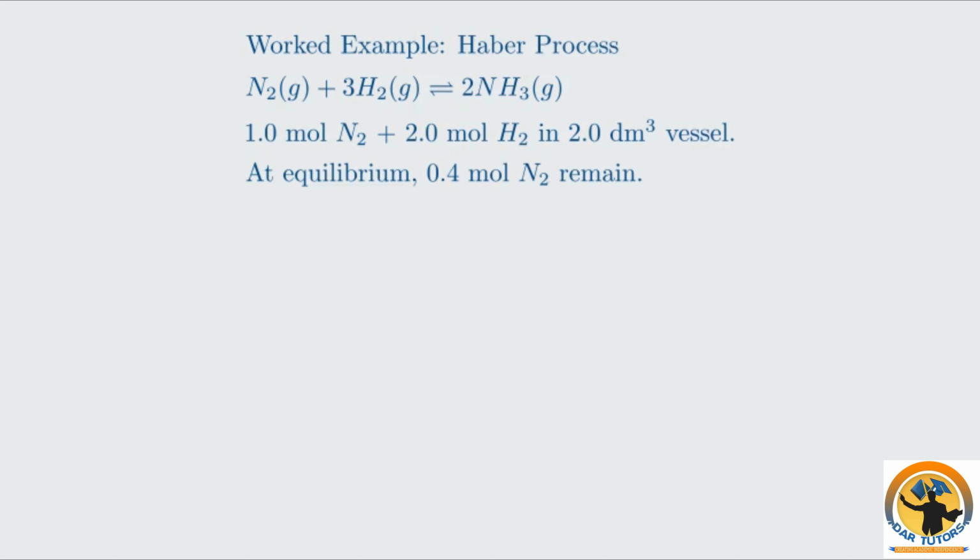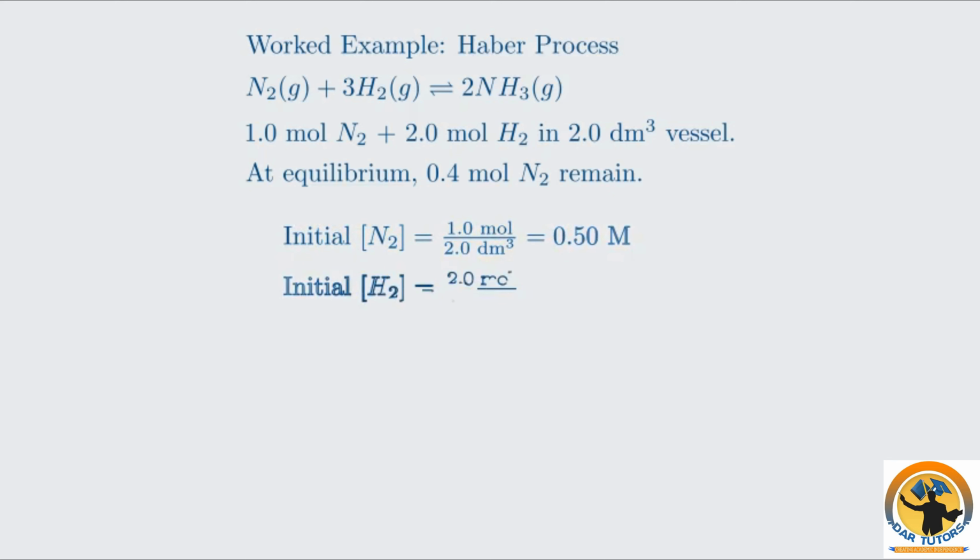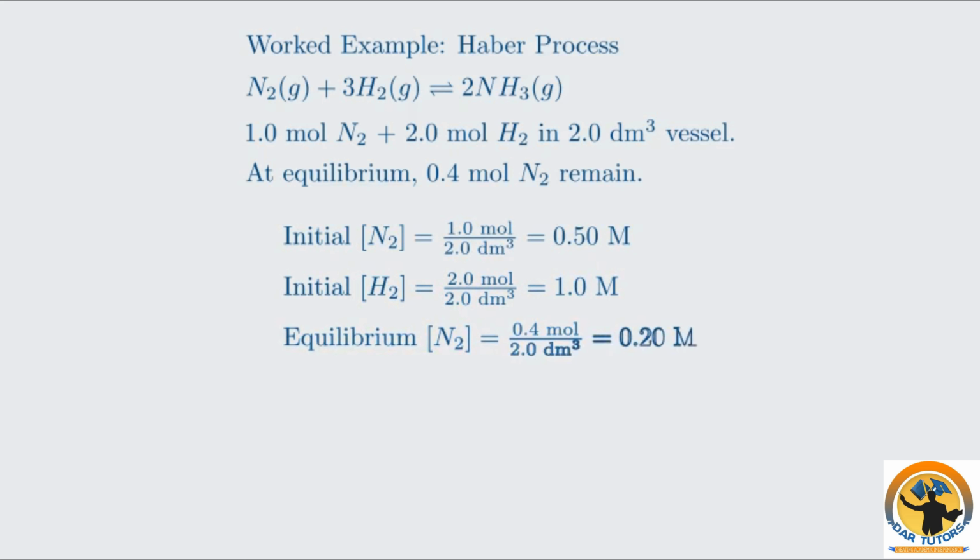First, we need to convert amounts in moles to concentrations. Since the volume is not 1 dm3, the initial concentration of N2 is 1.0 mole divided by 2.0 dm3, which is 0.50 M. For H2, it's 2.0 mole divided by 2.0 dm3, which is 1.0 M. At equilibrium, the concentration of N2 is 0.4 mole divided by 2.0 dm3, which is 0.2 M.